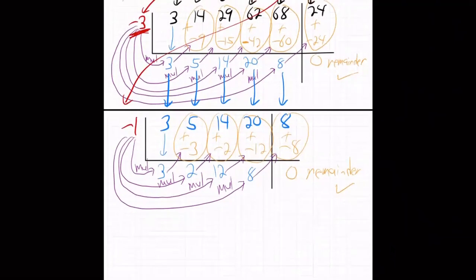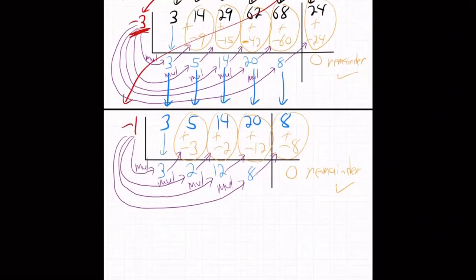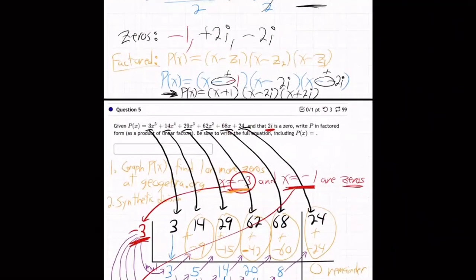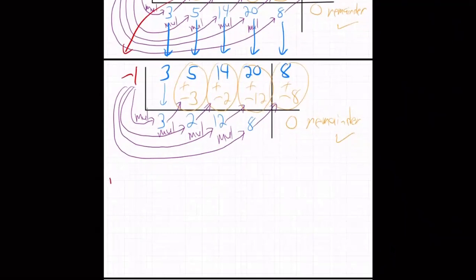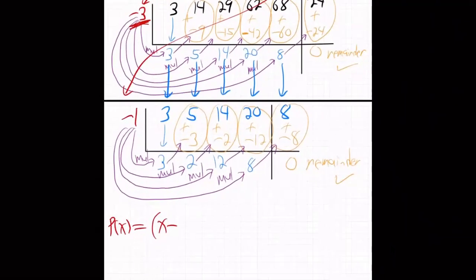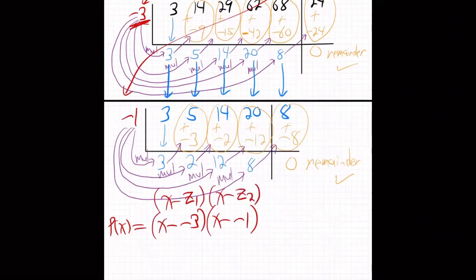Now, what do we have so far? So let me tell you where we're at so far in this problem. We have the original function, which is p of x right there. We have p of x equals, remember, x minus negative 3 and x minus negative 1. Remember, it's always x minus zero 1 and x minus zero 2. Doesn't matter what order you put them in. So I've got negative 3 and negative 1.